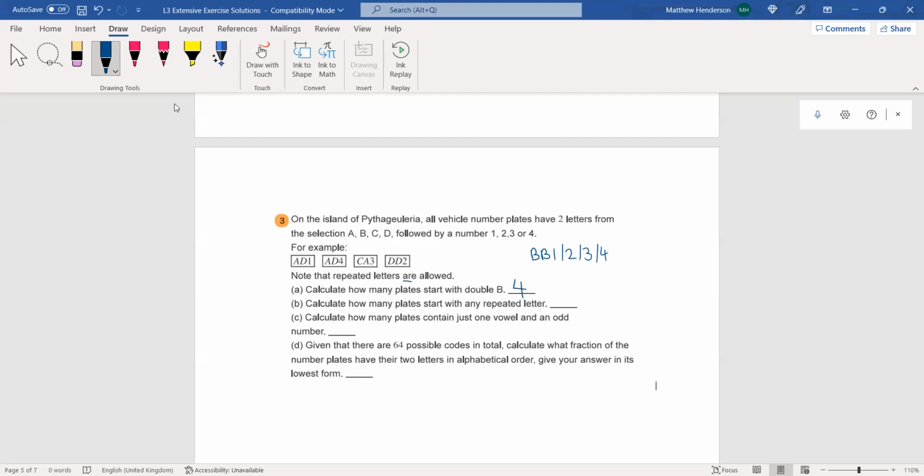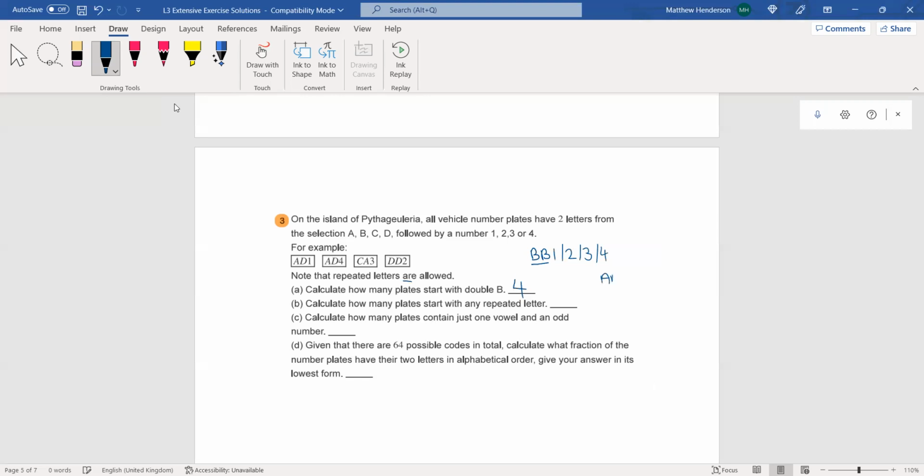Now, how many plates start with any repeated letter? So, for each combination of letter, we are going to have 4 combinations based on the number that follows. So, this question is really asking, how many different ways could we have a repeated letter? Well, almost asking that. So we have different repeated letters.